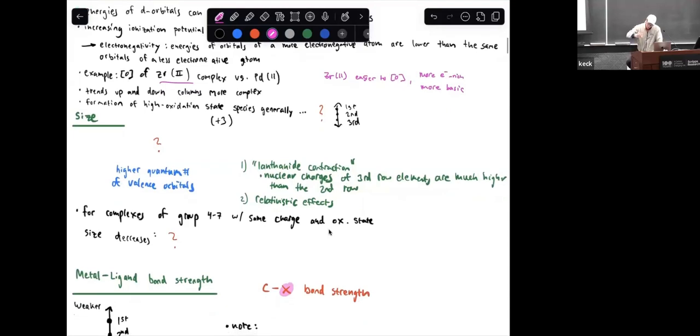Okay, now let's, within a column, talk about trends going up and down. So if we're talking about forming high oxidation state species, so when we say high oxidation state or high valent, typically we're talking about things that are +3, +4, or above. So let's take the specific case of nickel-4 versus platinum-4, which is easier to form. Anna? Platinum-4, okay. Why do you think that? Because it's holding the electron less tightly than nickel.